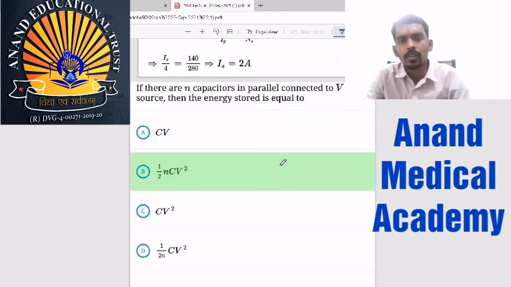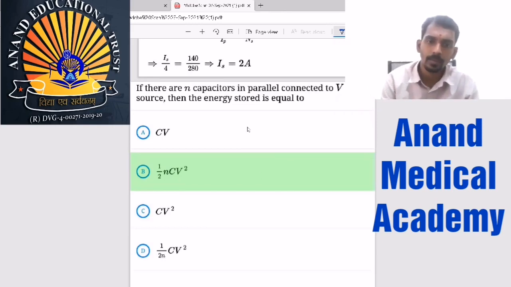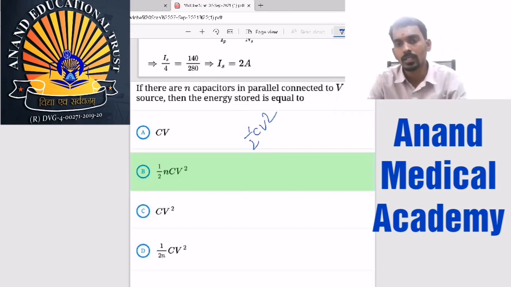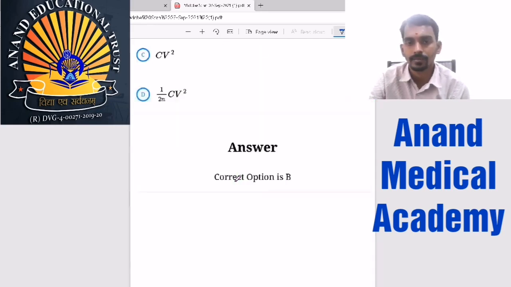Another important topic is energy stored in a capacitor. When you connect a capacitor C to a battery of voltage V, the energy stored is half CV square, half of the work done by the battery, because the remaining half will dissipate as heat energy. That is the thing. So based on this formula, but here they are kept in parallel, so the voltage is the same for everything. But with N capacitors, the total capacitance will become NC.